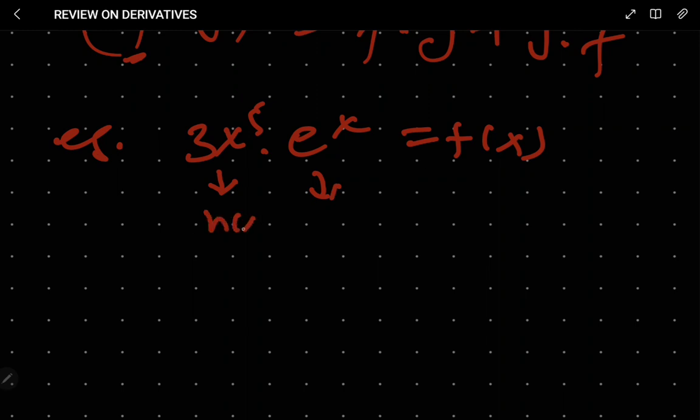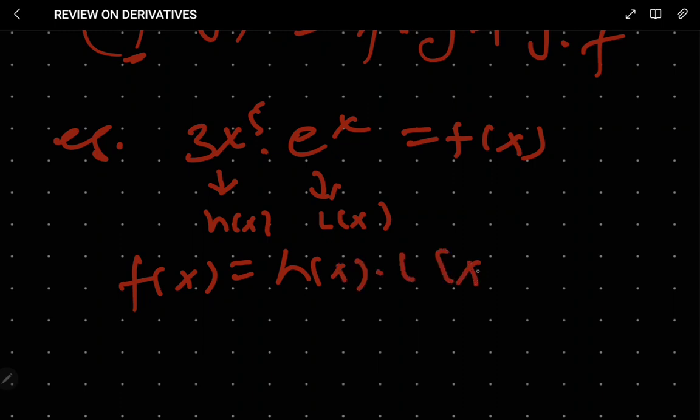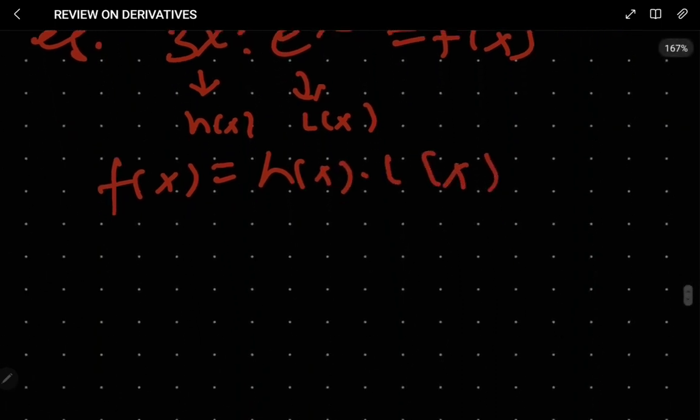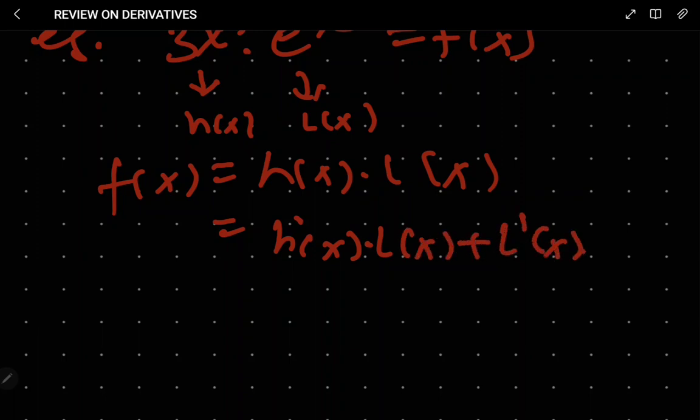You can call this one h of x, and you can call this one maybe L of x. That is the separation, and we are going to see that f of x, a given function, is a product of h of x and L of x, the product function. So what is the derivative of this product? H derivative of x times L of x plus L derivative of x times h of x is the derivative.